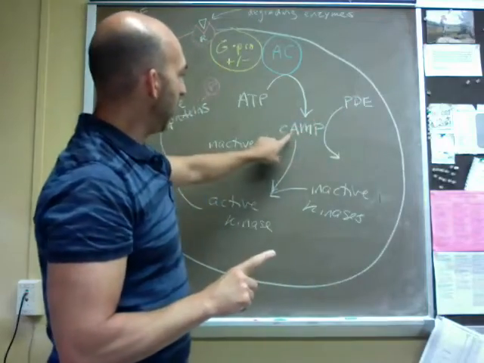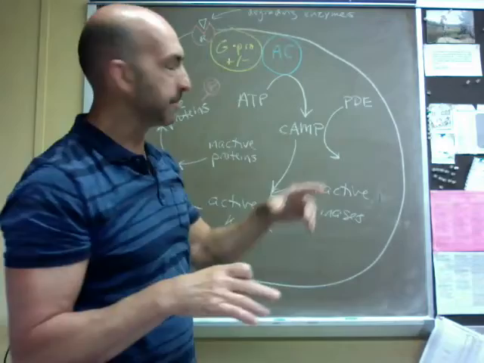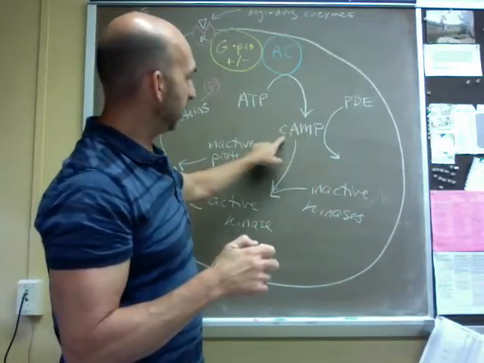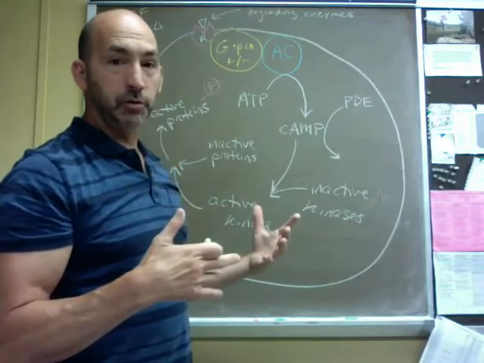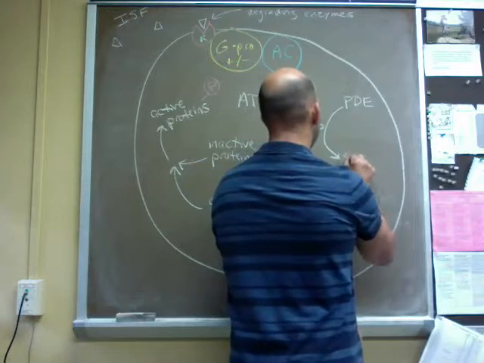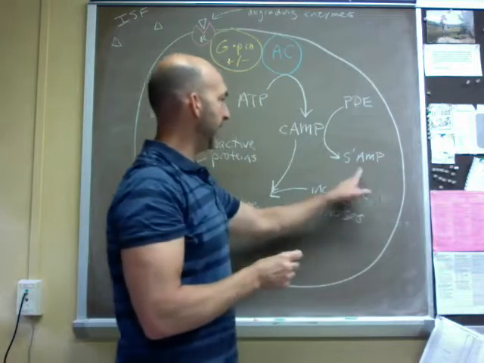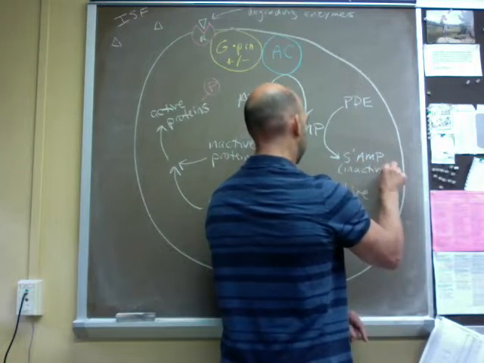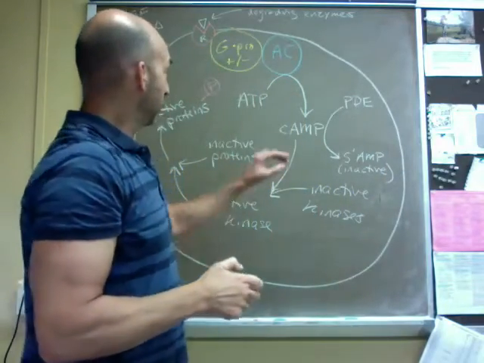Phosphodiesterase cuts the ring structure within cyclic AMP, that's irrelevant. But it enzymatically modifies the cyclic AMP, makes it into an inactive molecule which does not act as a second messenger, and that's called 5' AMP. Right? That's inactive. Put that under here. Okay, so we've gotten rid of our second messenger.